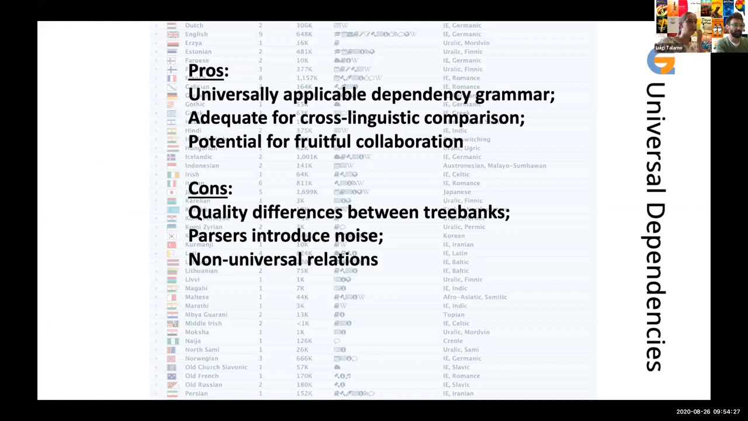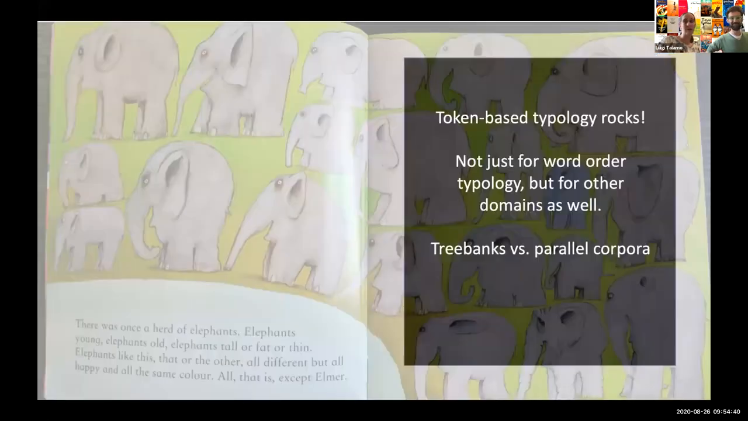So from a methodological perspective, we really wanted to quickly go over the pros and the cons of Universal Dependencies for typology, but we have no time left, so this is just flashing, and we can come back to this. We want to show a very nice picture of elephants.